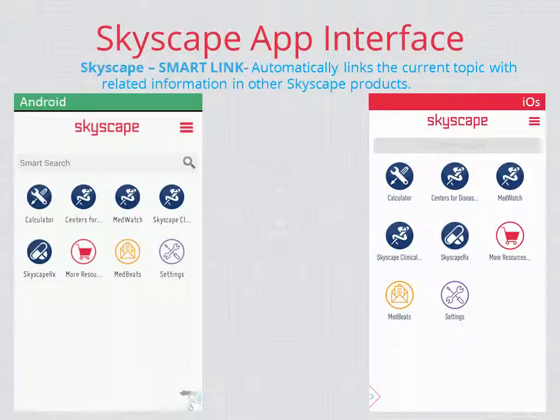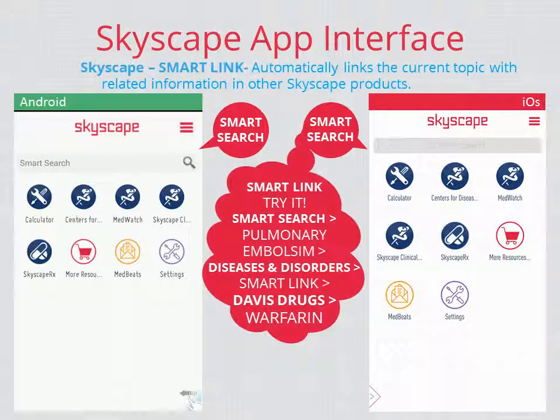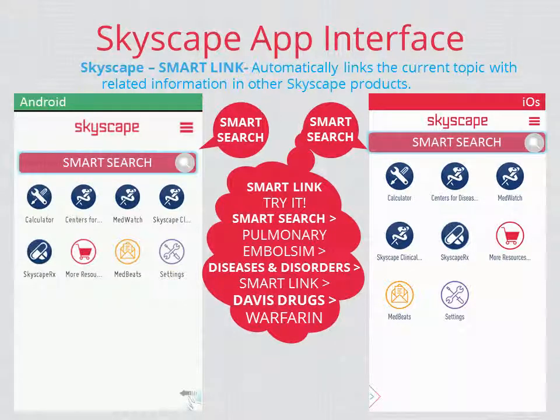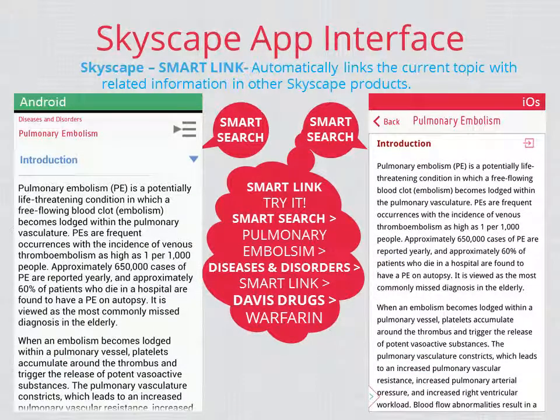Let's try a Skyscape Smart Link. Remember, Smart Link allows you to automatically link the current topic with related information in other Skyscape resources. Let's do another smart search, this time for pulmonary embolism. When we search for pulmonary embolism, you can see Skyscape go through and find all the matches. Let us choose the Diseases and Disorders resource from our list. Here in the Diseases and Disorders resource, we can research some information about PE.